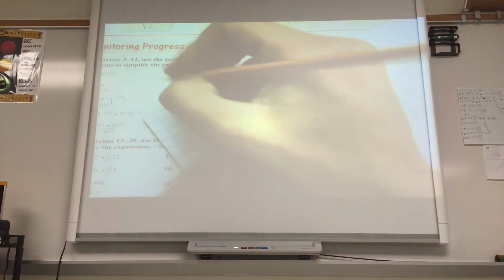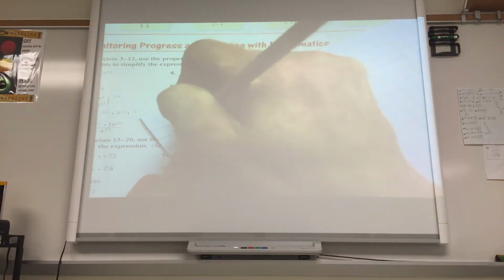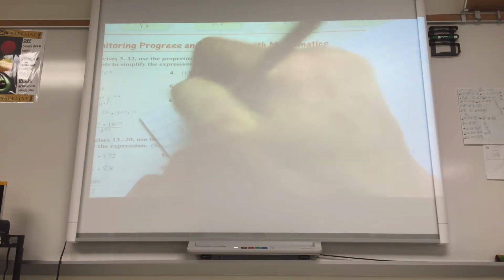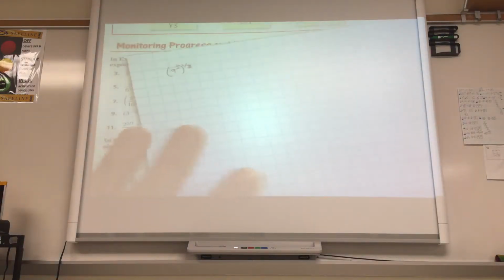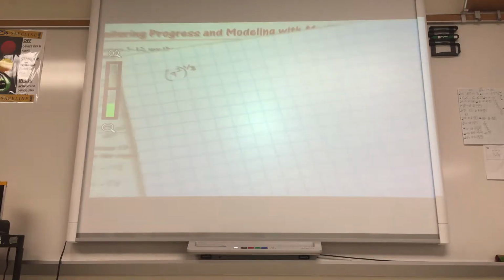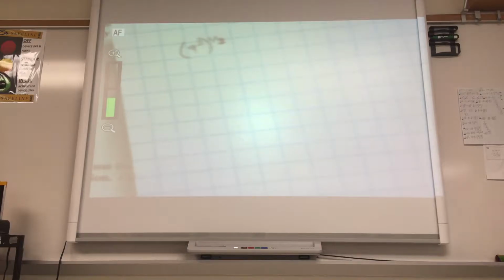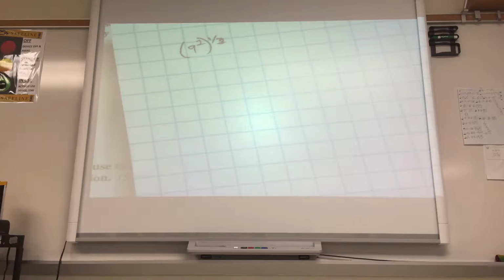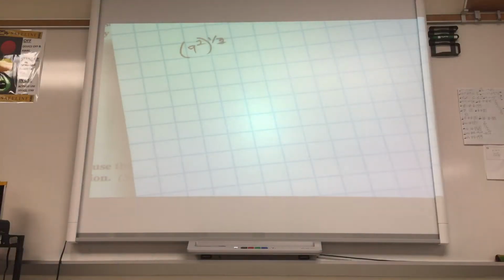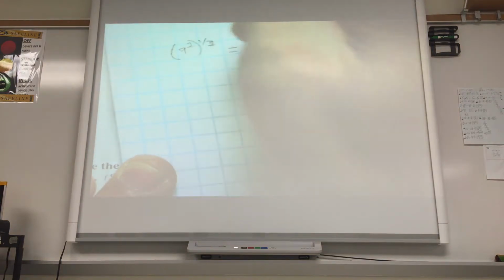So starting on number 3. Number 3 says 9 squared to the, I think it's 1/3. That's a 3. That's awful looking. So 9 squared to the 1/3 power. Give me just a second. Okay. So 9 squared to the 1/3 power. Pretty much what you see here, if you're looking at those rules or those properties, is you see a power to a power, which simply means you're going to multiply.